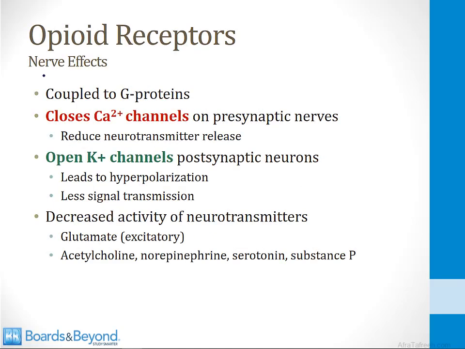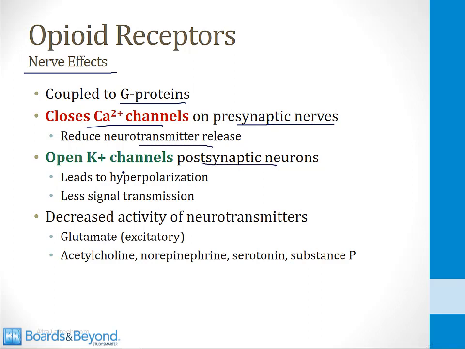For the Step 1 exam, they will expect you to know how opioids and opioid receptors exert their effects on nerves, so let's talk about that now. First of all, opioid receptors are coupled to G proteins, and when they are activated, they can have effects on the presynaptic and the postsynaptic neurons. On the presynaptic neurons, they close calcium channels, and this reduces neurotransmitter release. I'll show you a picture of this in a minute.